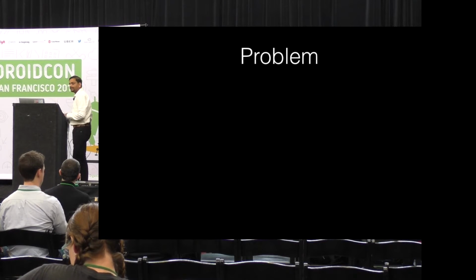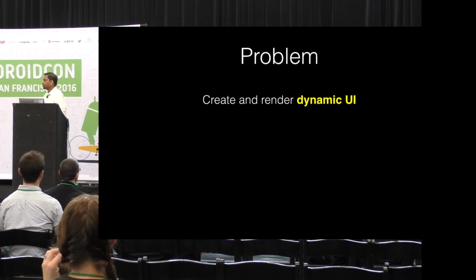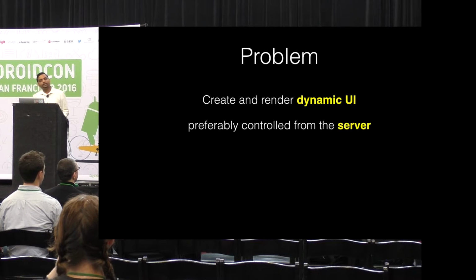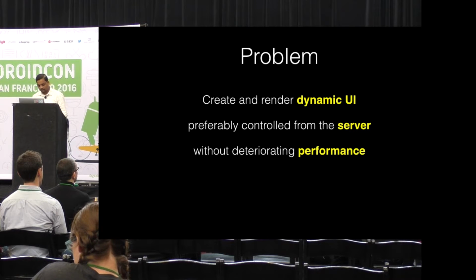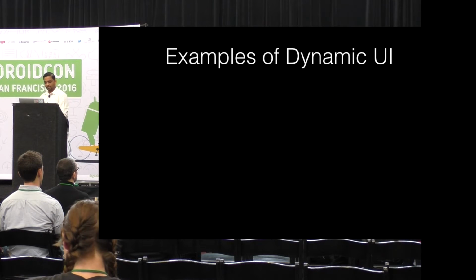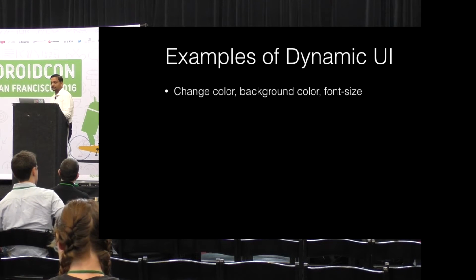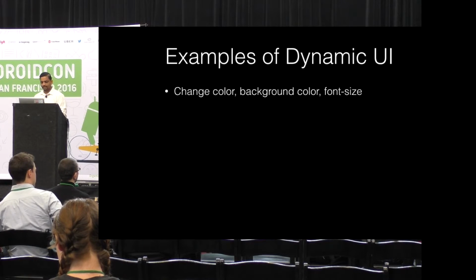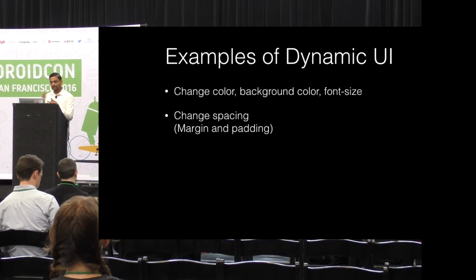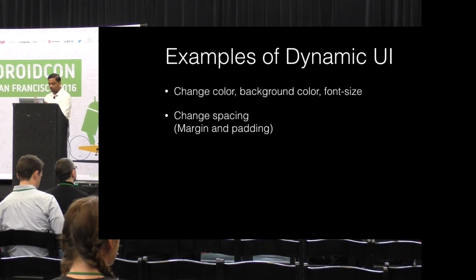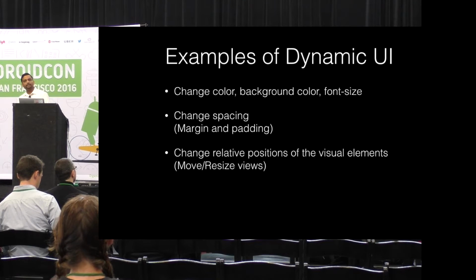What we wanted is to create and render dynamic UI, preferably controlled completely from the server and without deteriorating performance. Examples of dynamic UI are that you can change the background color, the font size, and other things. Those are basic configurations to change. We may want to change the spacing a little, so you can change the flow of the ad itself, maybe change the relative positions of the visual elements.